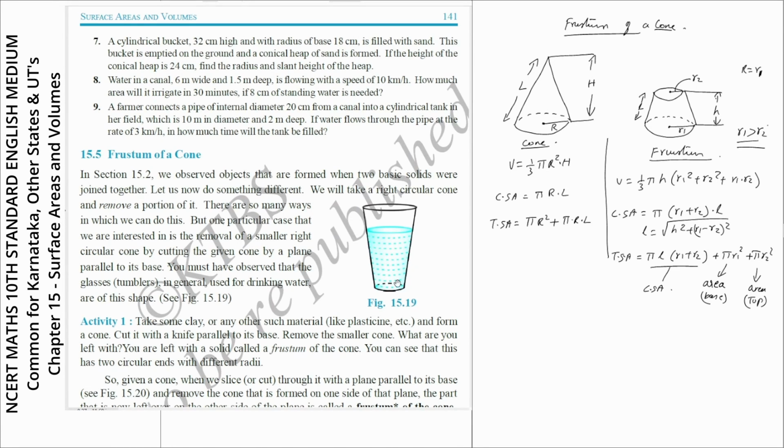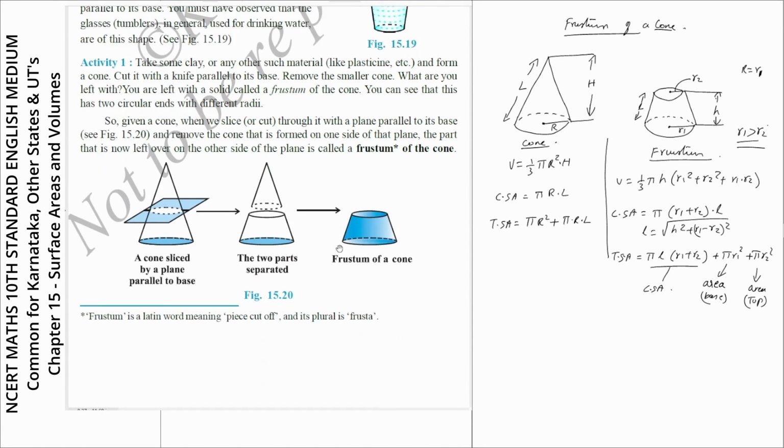The next topic in this chapter is frustum of a cone. So if you take a cone and cut it using a plane like this, and at the top a circle is formed, and if that circle is parallel to the base of the cone, then the bottom portion is called the frustum of the cone.